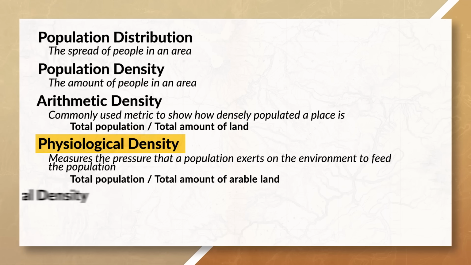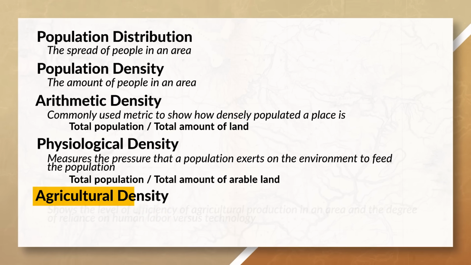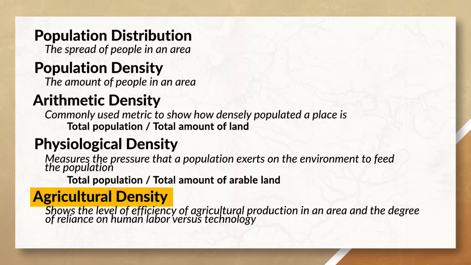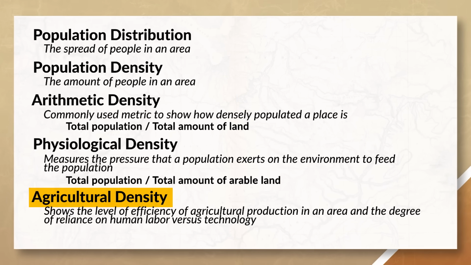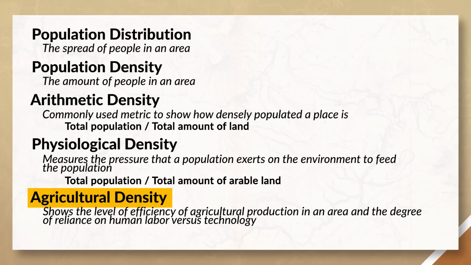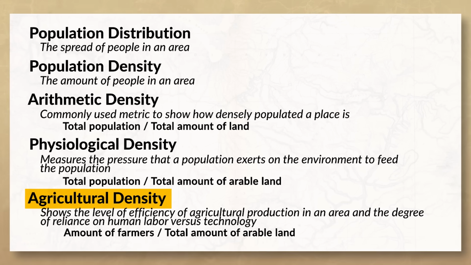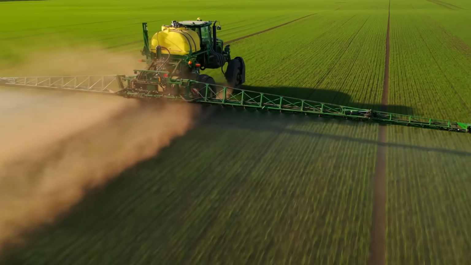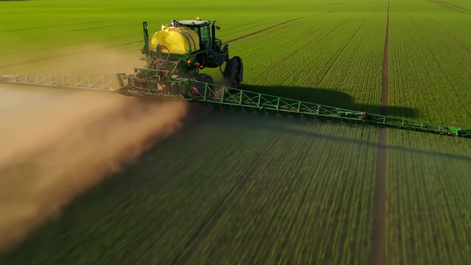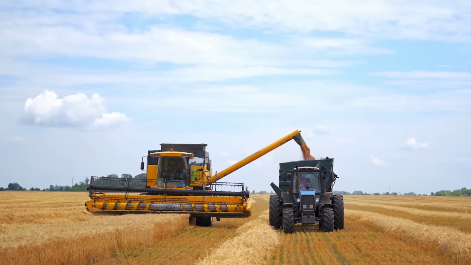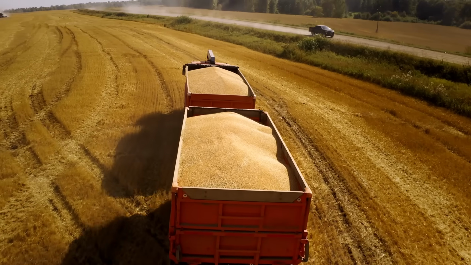The final density we can examine is the agricultural density, which shows the level of efficiency of agricultural production in an area and the degree of reliance on human labor versus technology. To calculate the agricultural density, we need to divide the number of farmers in an area by the total amount of arable land. A high number indicates more manual labor to cultivate the crop, while lower agricultural density indicates a high degree of mechanization and more technological advancement, resulting in more of the work on the farm being completed by machines instead of by hand, all of which allows for more efficient production.